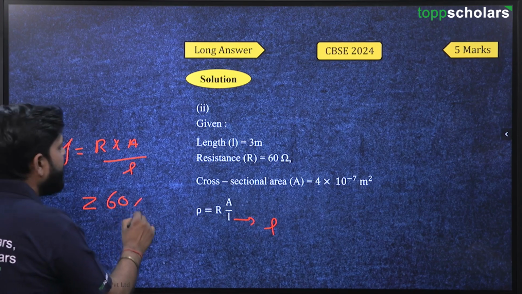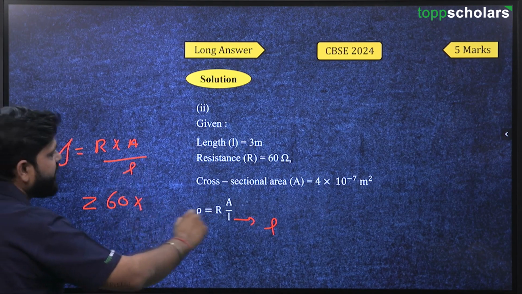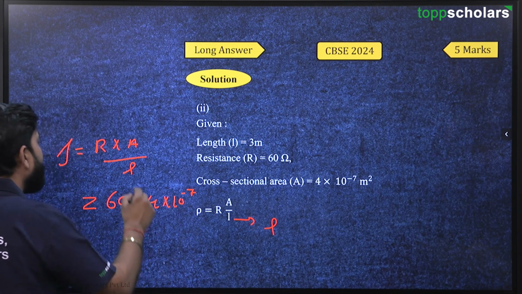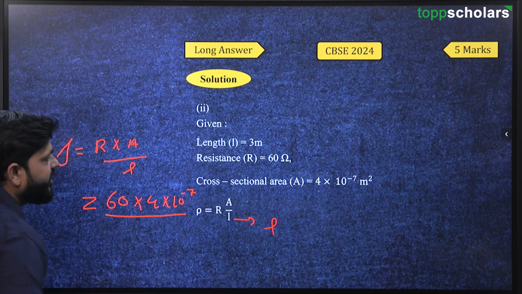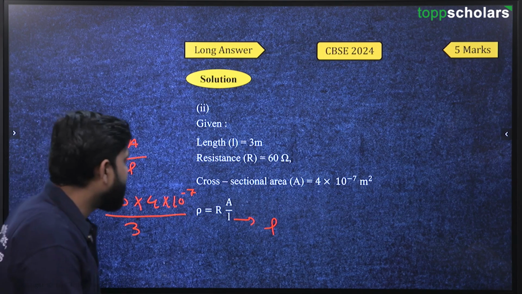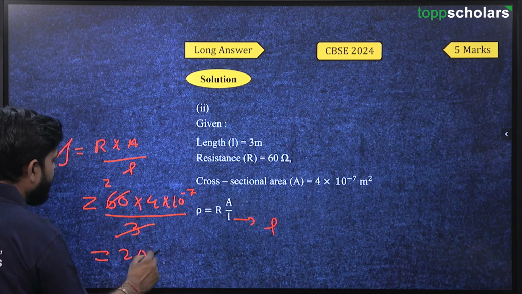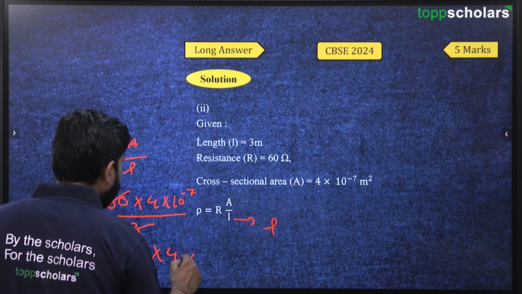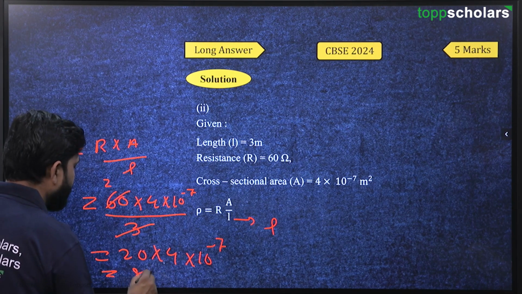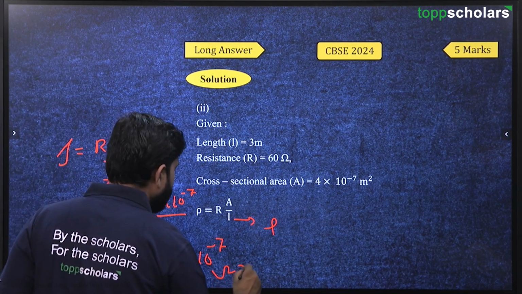Resistance is 60 ohm, area of cross section is 4 into 10 to the power minus 7 meter square, and the length of the cylindrical wire is 3 meter. So we can easily calculate this: 3 into 6 is 20, into 4 into 10 to the power minus 7, so 80 into 10 to the power minus 7, and the unit of resistivity is ohm meter.